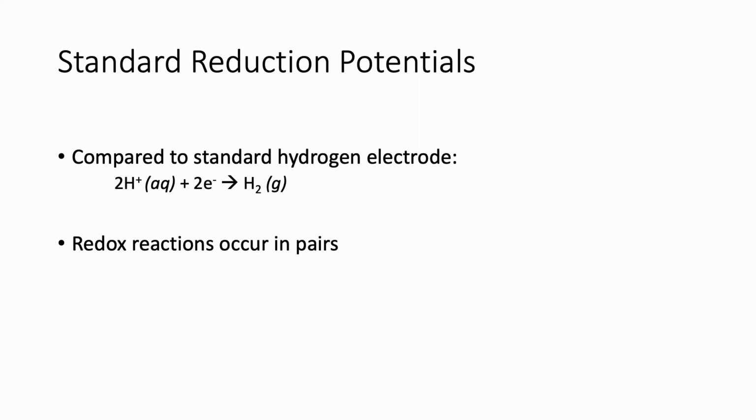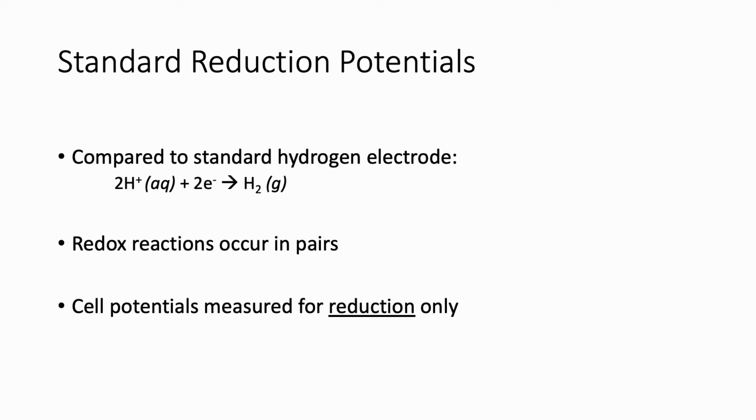Now, you'll remember that redox reactions occur in pairs of half reactions. One of those half reactions is an oxidation reaction where something is losing an electron. And one of those half reactions is a reduction reaction in which something is gaining an electron. If you look at a table of standard reduction potentials, as the name implies, these are measured as reduction half reactions only. So what about oxidation reactions? Well, oxidation reactions are nothing but reduction reactions running in reverse, and we're going to take advantage of that.